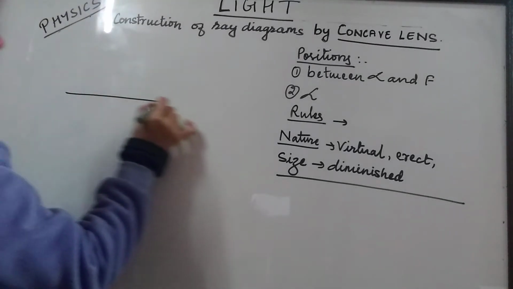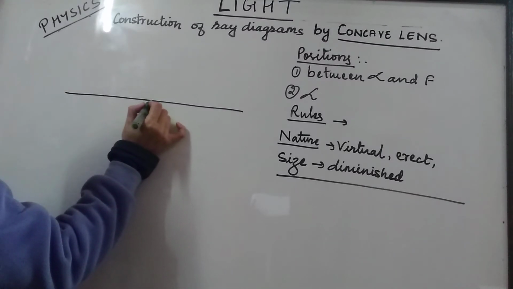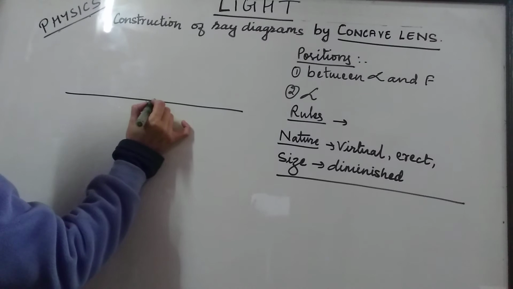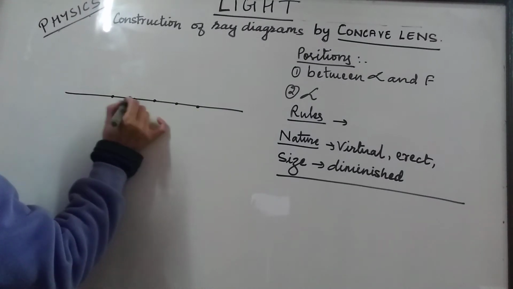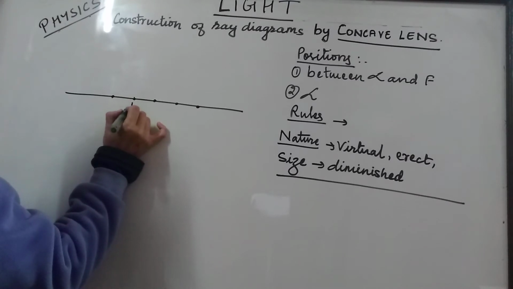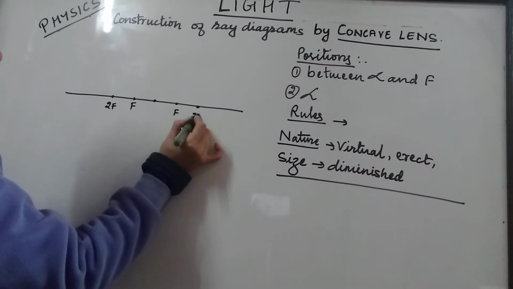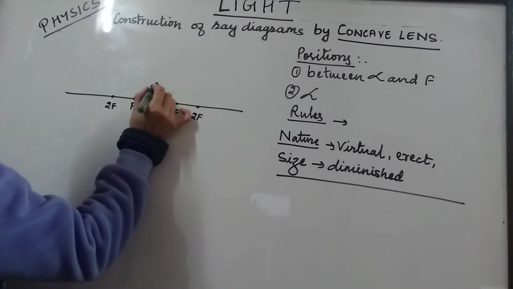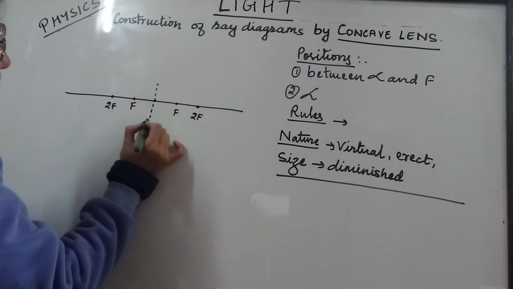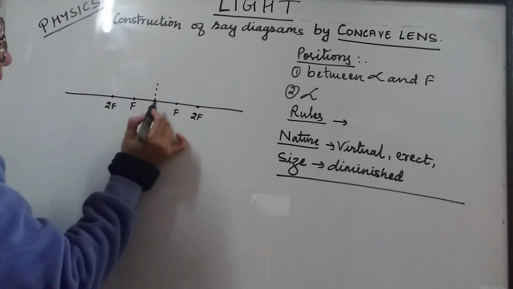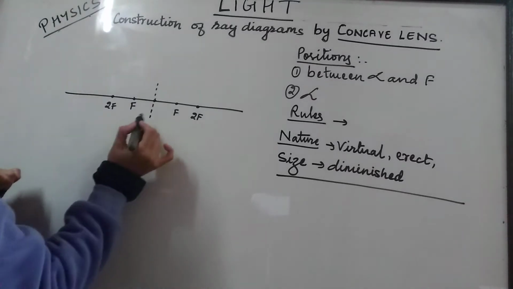This is the principal axis. Make 5 positions on the principal axis, and these positions should be equidistant from each other. 1, 2, 3, 4, 5. This is the F position, this is 2F, this is the F position, this is the 2F position, and the middle one is the lens position. Do not make the lens very big, and do not make it very high or low. Make it a little more than 2 lines in your notebook if you are using a notebook.